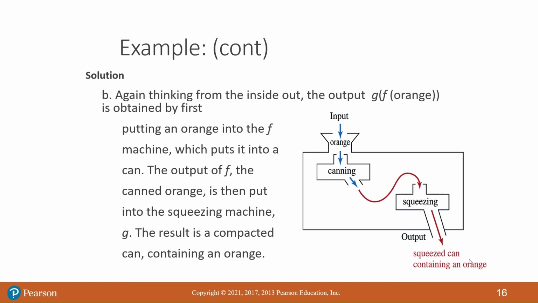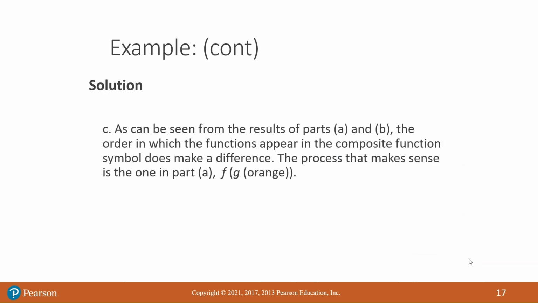Now, if you try to reverse that and find G of F of orange, what you would first be doing would be putting the orange into the F machine, which puts it in a can, and then you would be putting that can of orange into the squeezing machine of G, and the result would be a compacted can containing an orange, which really doesn't make much sense here.